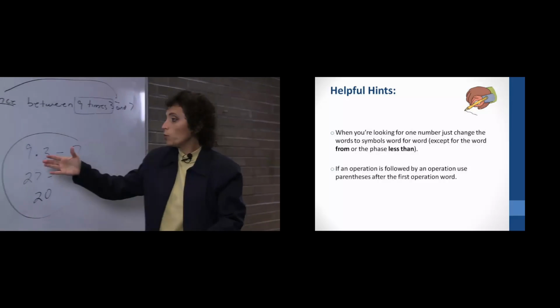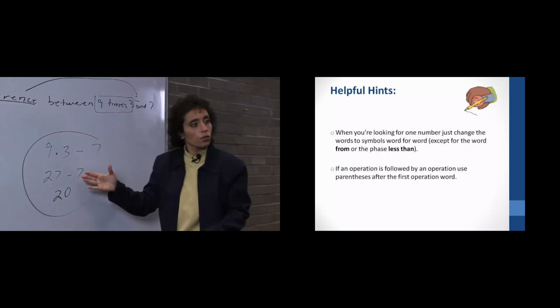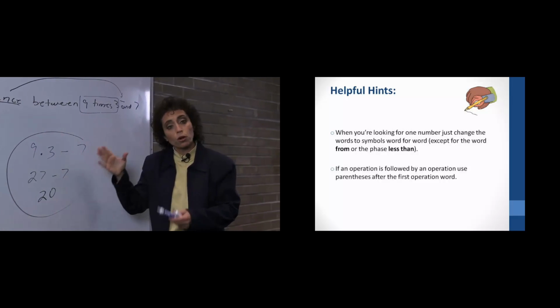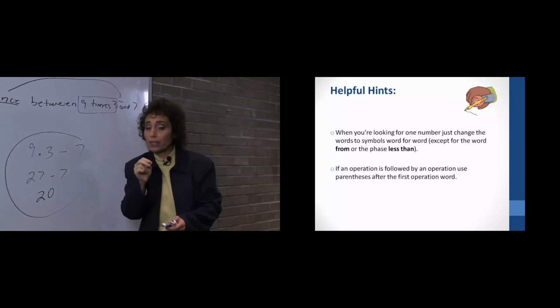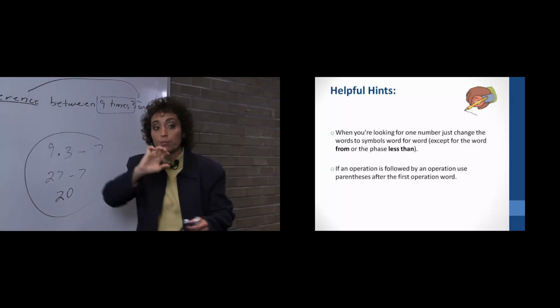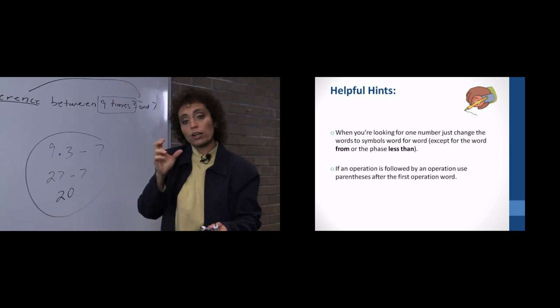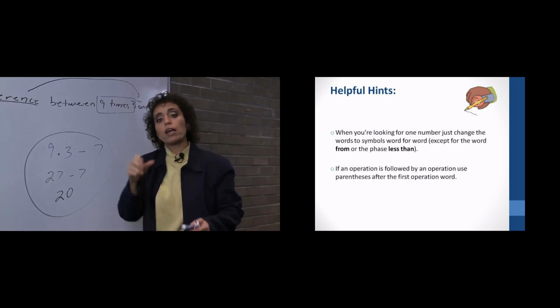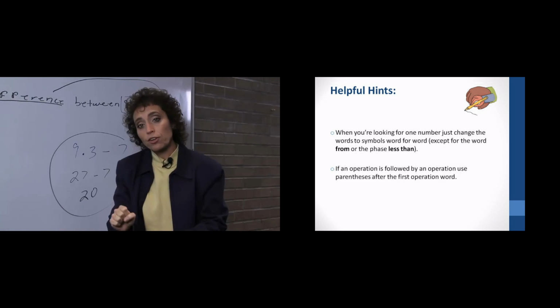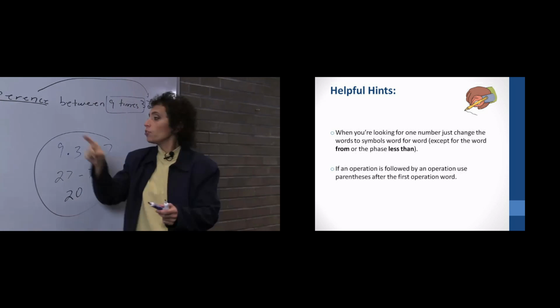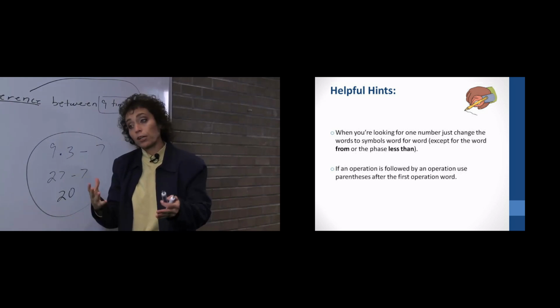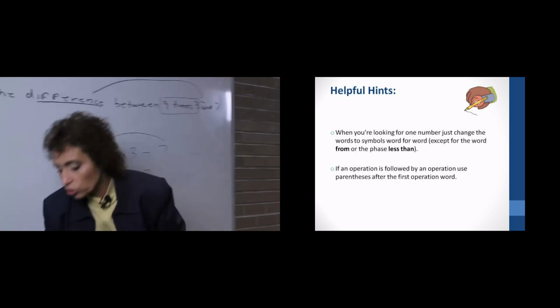Okay, so all we did here was go from the words straight into the symbols, and all you have to do is go word for word, realizing that the only word you have to be careful of is from or the phrase less than, because remember that switches the order, so don't get confused there. And now we know that if we have an operation followed by an operation, all we have to do is use parentheses. So I hope that helps you out. Let's go back to the original challenge question.